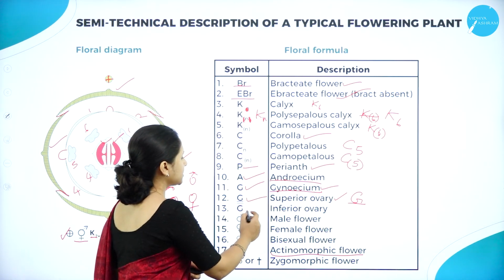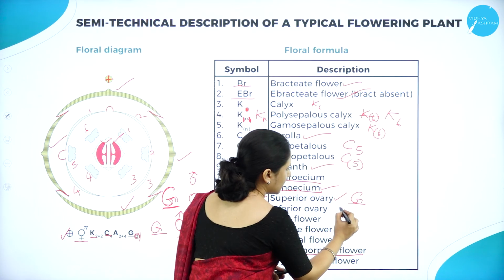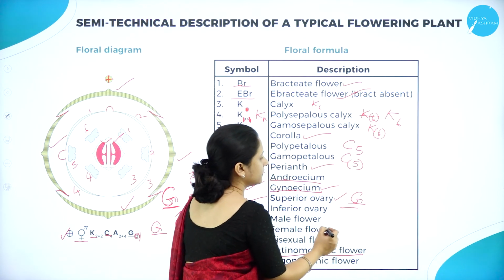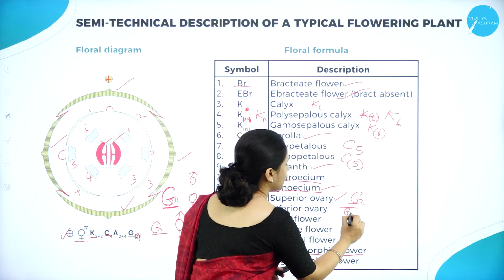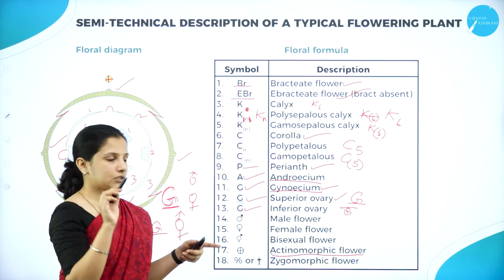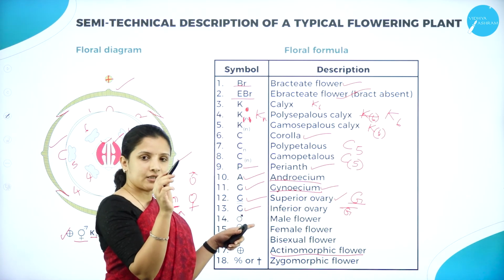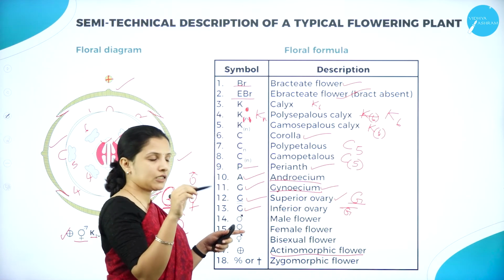Now if the ovary is inferior, all the other parts of the flower are arising above the ovary and the ovary is present at the base of it. So therefore, it is inferior ovary. So it is inferior ovary and it is being represented by first a line and then at the bottom of the line G.